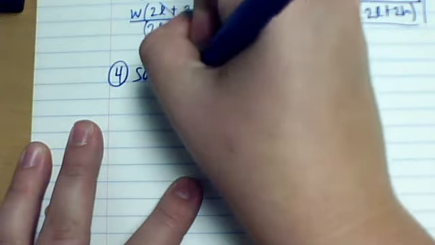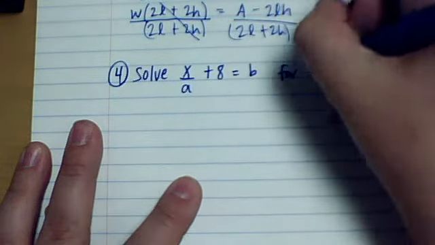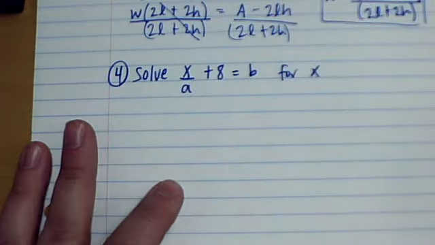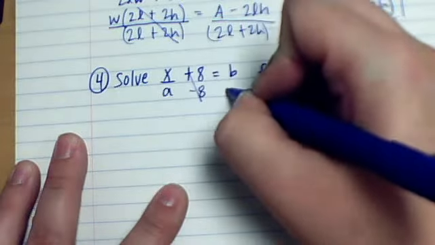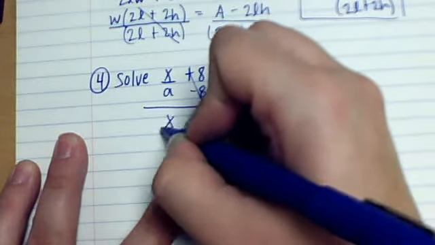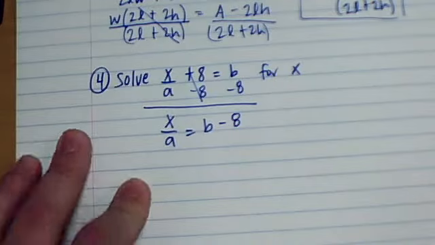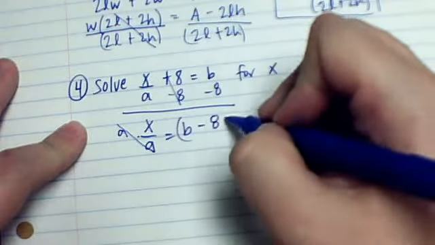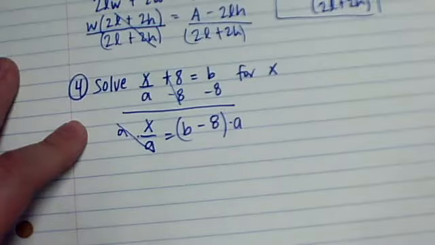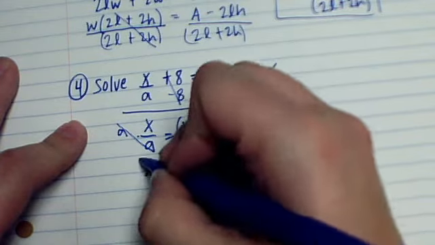Number 4, I want you to solve x over a plus 8 equals b for x. If we look at this, I need to subtract 8 first. So I get x over a equals b minus 8. Then I need to get rid of this a, so I'm going to multiply by a. I have to multiply all of this on the other side by a. So I get x equals a times the quantity b minus 8.